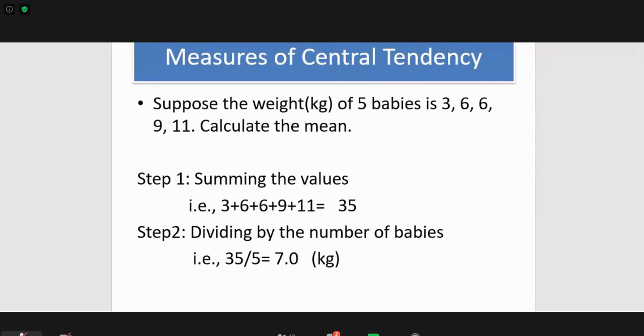And we will divide it by the number of babies, that means the number of data points, 5. So it is sum of x divided by n, which is 35 by 5. That's equal to 7 kg. So it becomes your mean. This mean will represent the data set. That means 3, 6, 6, 9, and 11 were the observations for the 5 babies, but we will say that the average weight, or the mean weight, of the 5 babies is 7 kgs. So this single value represents the whole data set. That's what we mean by measures of central tendency.